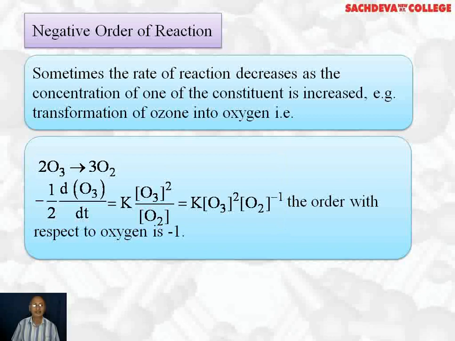That is why the rate of reaction decreases with the increase of concentration of oxygen. That is why this is an example of negative order of reaction with respect to oxygen. But the overall rate of reaction is positive.